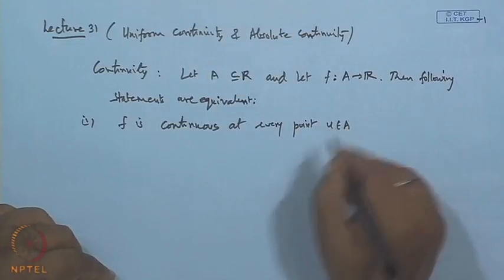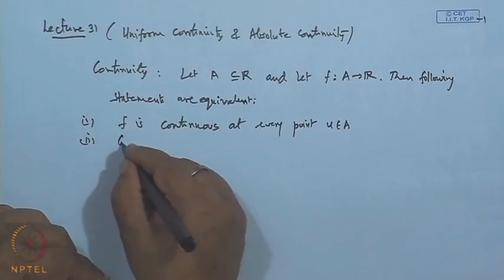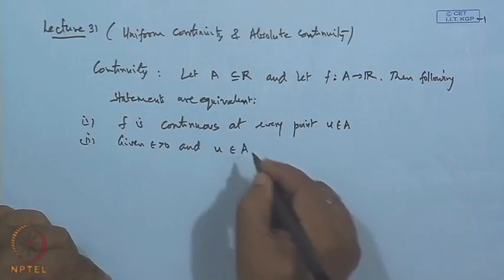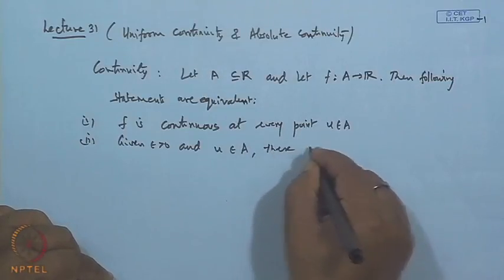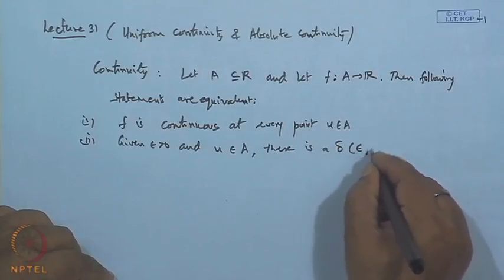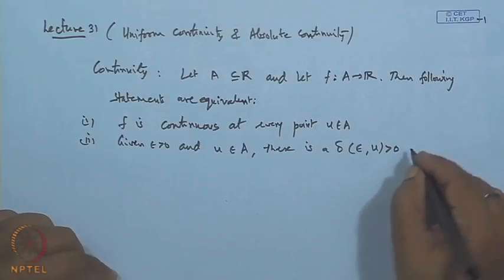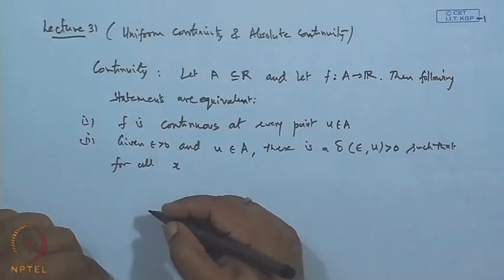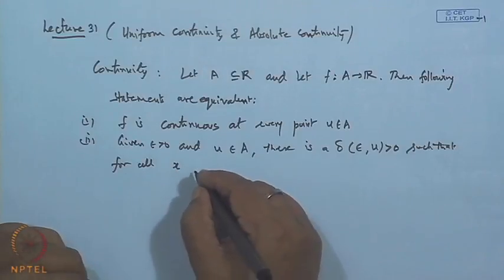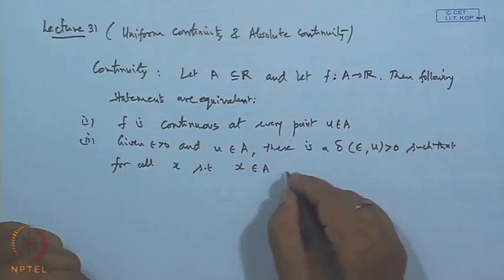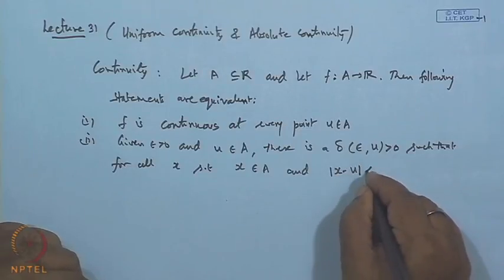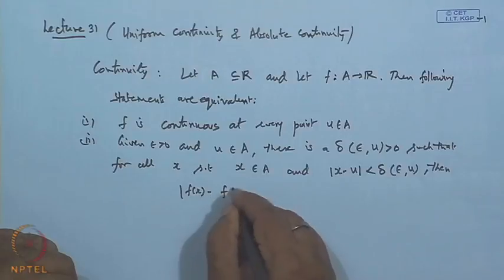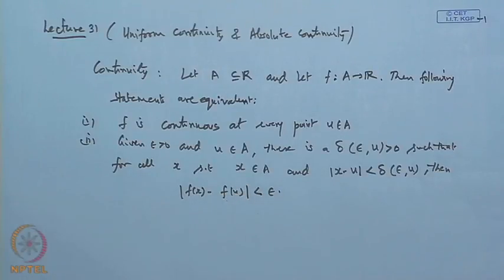u belonging to A. And the second is: given epsilon greater than 0 and u, which is an element of A, there is a delta, which depends on epsilon as well as the point u, greater than 0, such that for all x belonging to A and satisfying the condition mod x minus u is less than delta, which depends on epsilon and u, then mod of f(x) minus f(u) is less than epsilon. So, this we have discussed already.